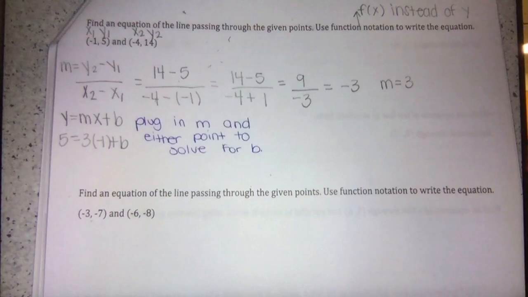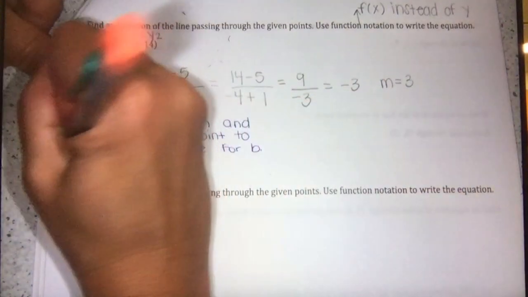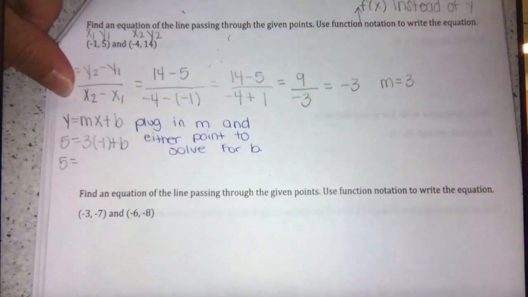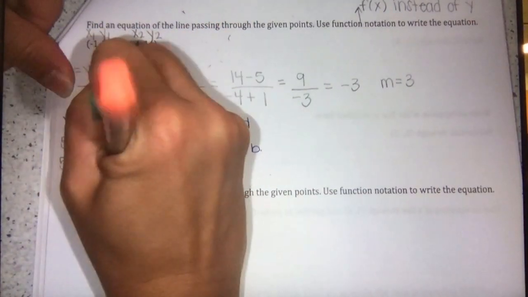All right, so now we can solve for b. So 5 equals 3 times -1, which is -3, plus b.